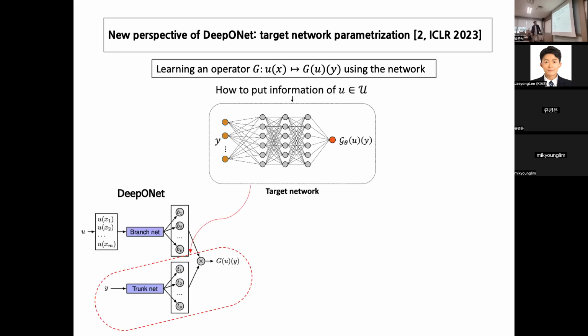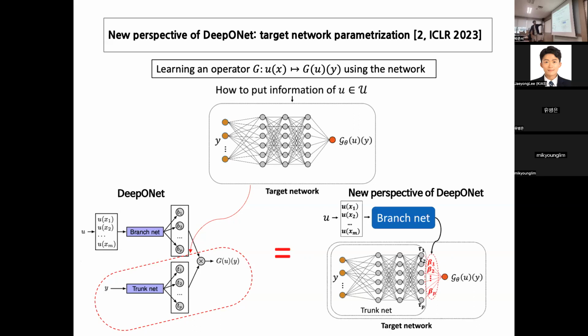Then DBONet can be thought of as follows. This target network is this part, and they just want to give information of u in the last part of this network to take the inner product of these two p values. So from this perspective, they just use the branch net to give information of u in the last layer of the target network.